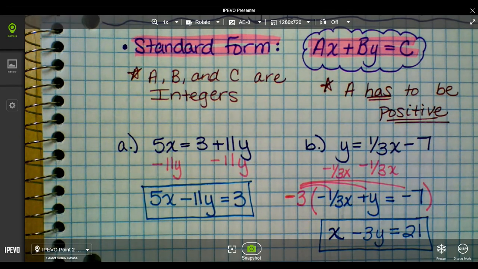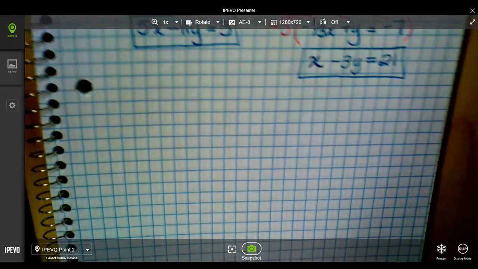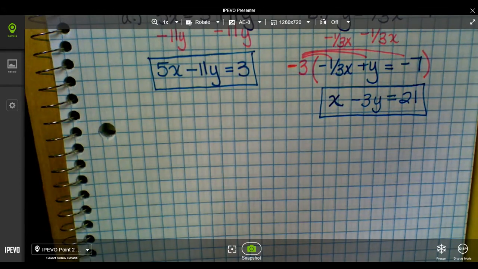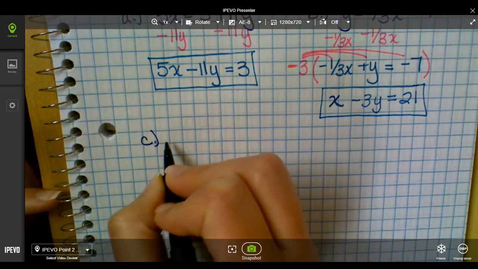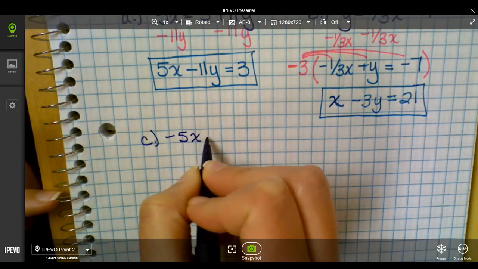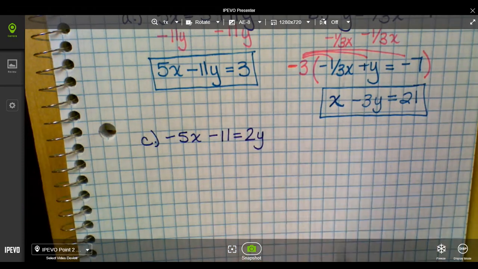And now I can say that this is in true standard form. I have a positive whole number for my A, and then my B is negative 3, my C is 21. Okay, part C. I have negative 5x minus 11 equals 2y.